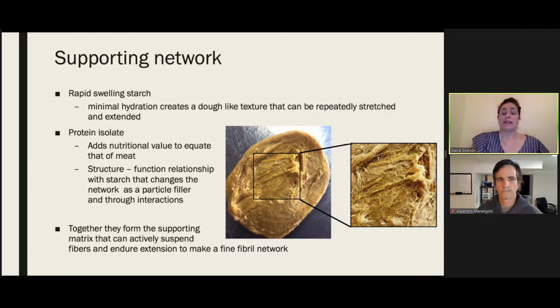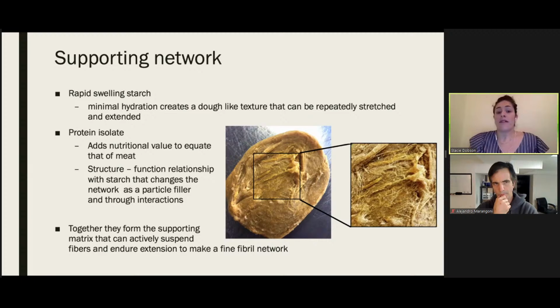the rapid swelling starch, when hydrated in a, let's say, limited water condition, it likes to stick together. So all the starch molecules are kind of fighting for water, meaning that they're all stuck together and they make this dough-like structure. And because it's this very extendable dough, it's able to be manually extended and kneaded at the same time as we develop those fibers. And it actually is able to separate the fibers into a more fine fibril network.